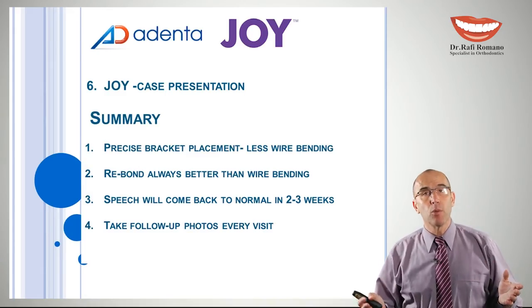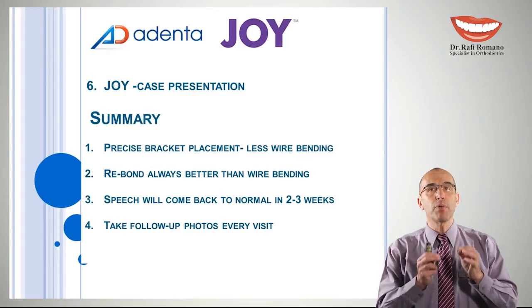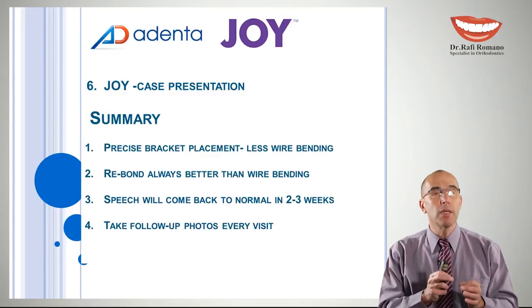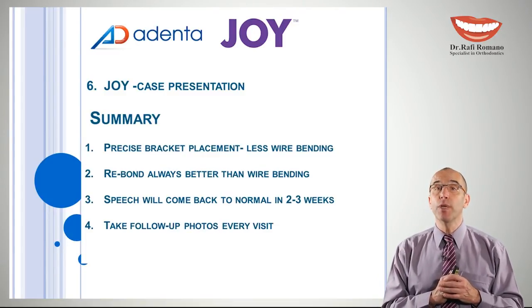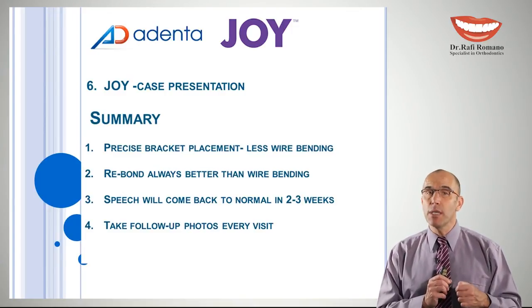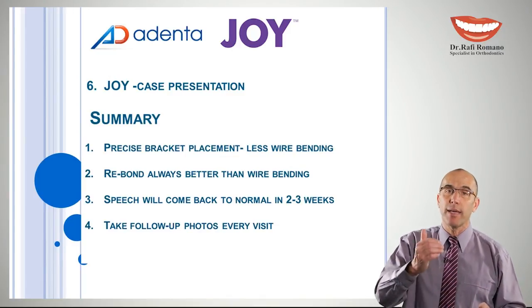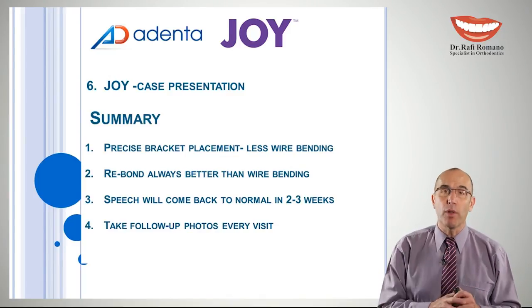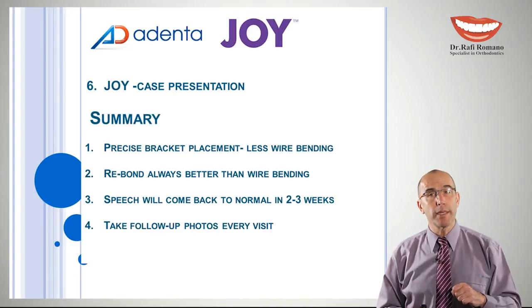In summary, what we have learned. First of all, we learned that the more precise the bracket placement, the less wire bending. It's very important, better to rebond rather than bend wires. So if you see during the stages of the treatment that you have to bend the wire again and again and again and again, rebond the bracket. Speech will come back to normal after 2-3 weeks.